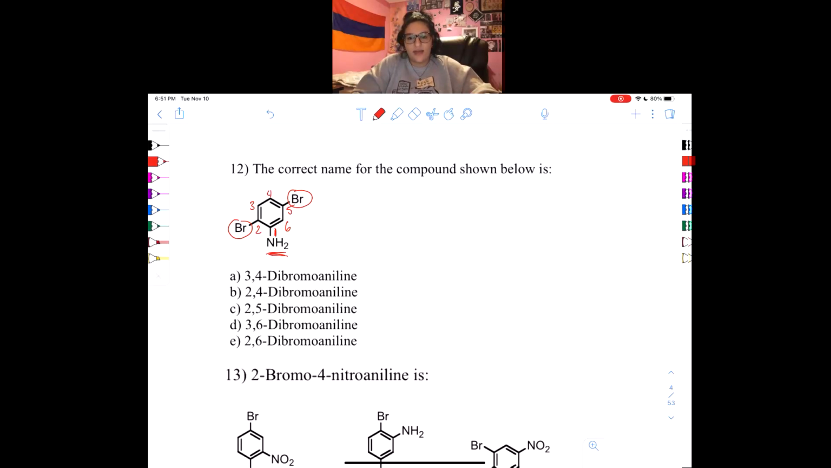And as most of you said, that would be answer choice C. And someone asked, why is NH2 priority? That's just because it's a bigger group, and it also has to do with oxidation states, I believe. It's just one of those IUPAC rules.